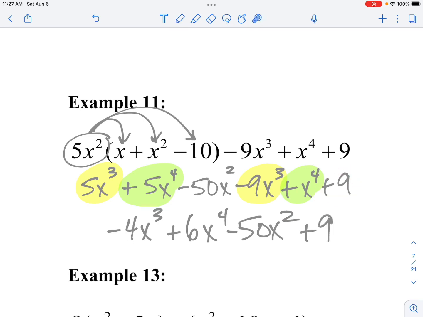Quick scan one more time. X to the third is different from x to the fourth, which is different from x squared and different from a whole number. So this is our final answer. Let's keep working on some more during class, you guys.